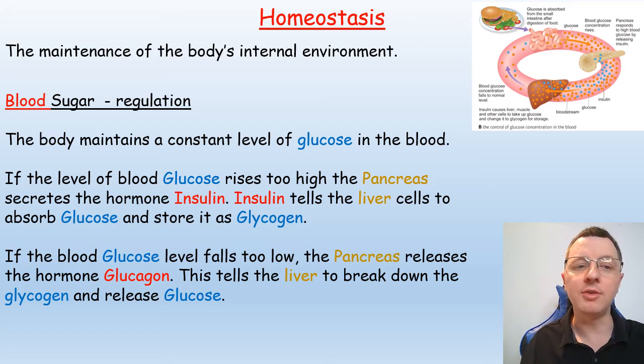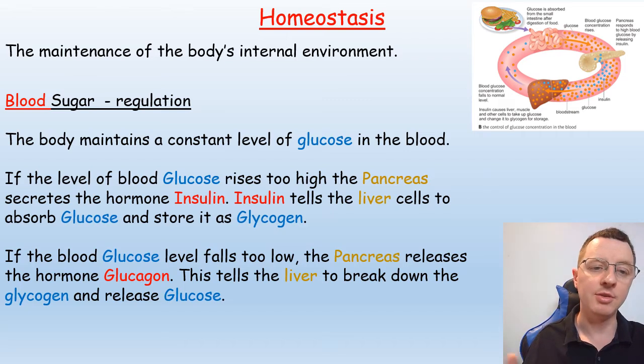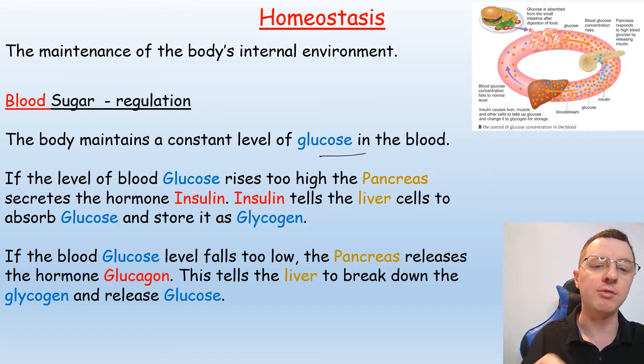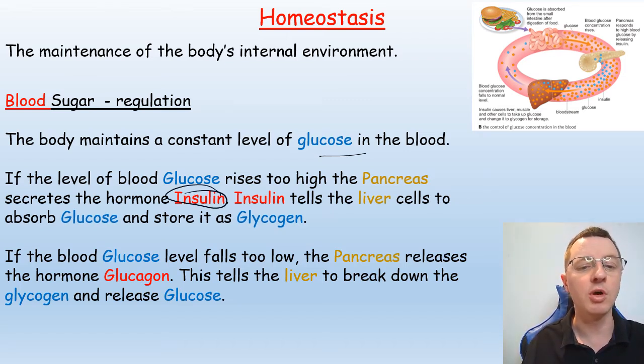So homeostasis is the maintenance of a body's internal environment, and blood sugar regulation, well, the body will maintain a constant level of glucose in the blood. If the level of blood glucose rises too high, then the pancreas will secrete the hormone insulin, and insulin tells the liver cells to absorb glucose and store it as glycogen. If the blood glucose levels fall too low, the pancreas will release the hormone glucagon, and this tells the liver to break down the glycogen and release glucose.